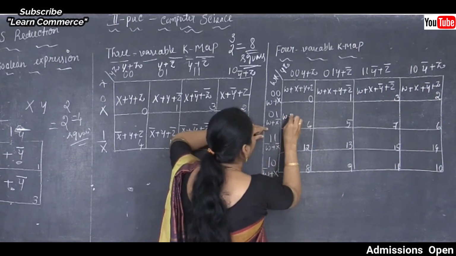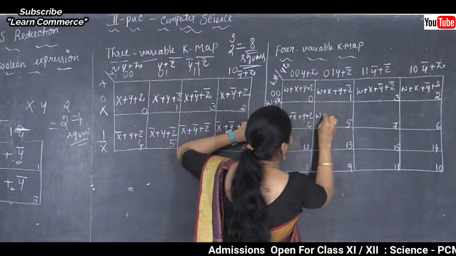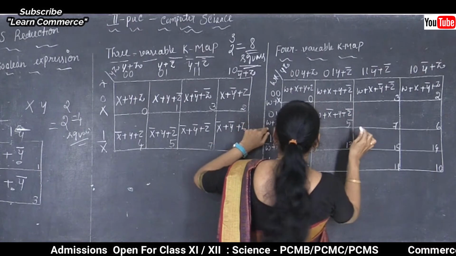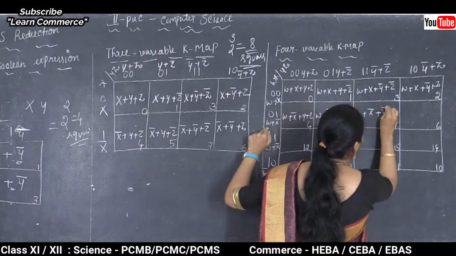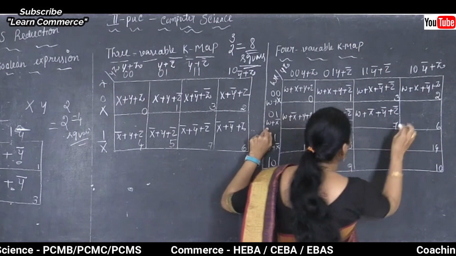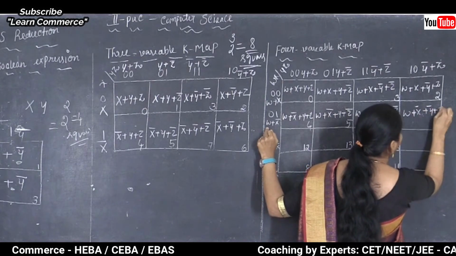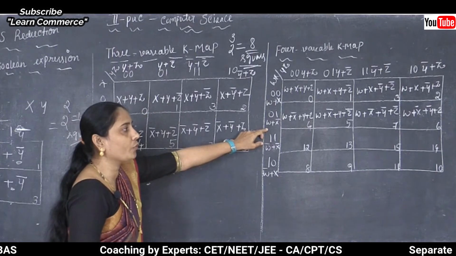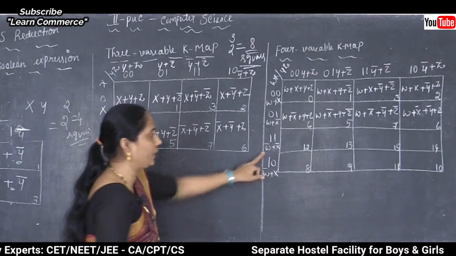Later the W plus complement X plus Y plus Z, W plus complement X plus Y plus complement Z, W plus complement X plus complement Y plus complement Z, W plus complement X plus complement Y plus Z. Okay, now we completed 0, 1, 3, 2, 4, 5, 7, 6. Now I am going to complete 12, 13, 14.